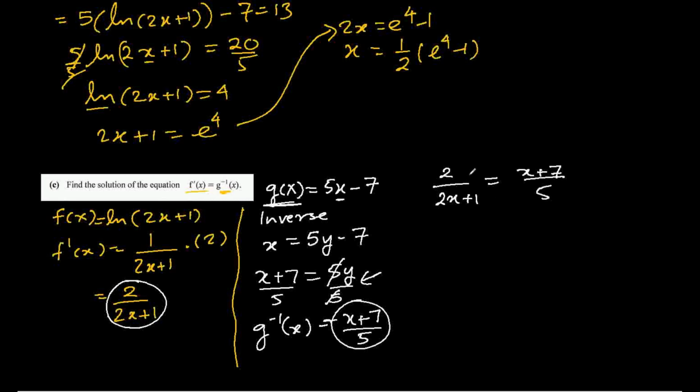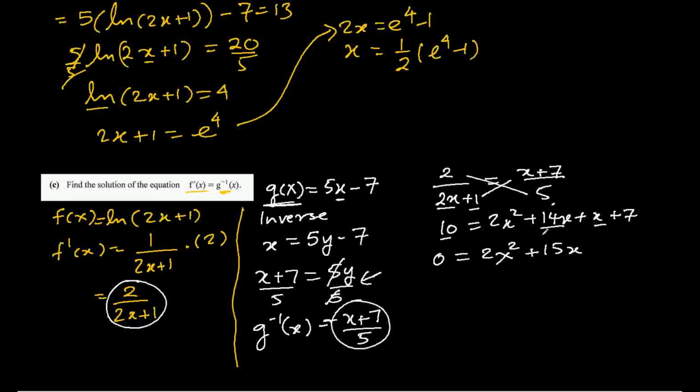Now to solve such an equation, we should always cross multiply. So 5 times 2 is 10 on the left side. 2x times x plus 7, 2x squared plus 14x. Then 1 times x plus 7 is x plus 7. Let's bring this 10 also to the right side and simplify. 2x squared, 14x and x, 15x. 7 minus 10 is minus 3. Okay, quadratic, and we cannot factor this.